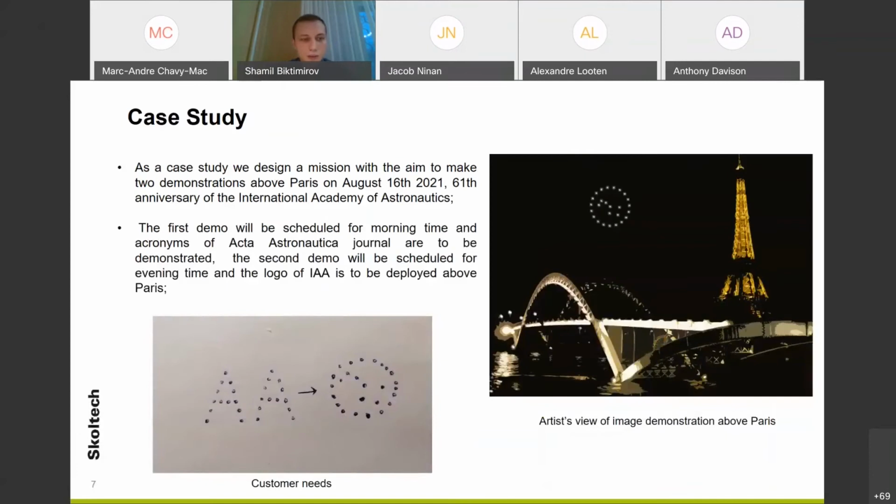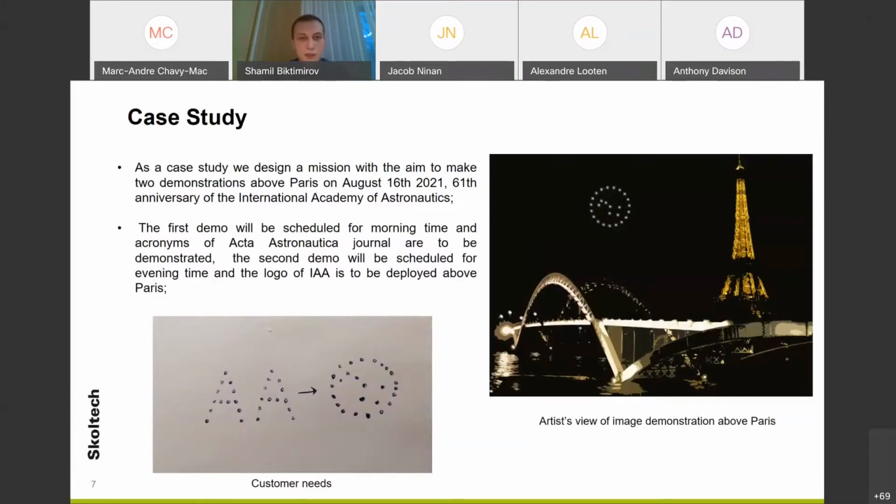Then we consider the following case study to demonstrate what our methodology is, and how we control the formation. The case study is to make 2 demonstrations above Paris on the date of the anniversary of the International Academy of Astronautics. So it's 16th of August. And we want to make 2 demos on the same day.